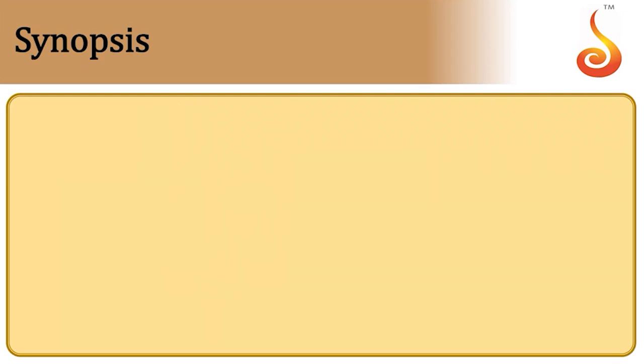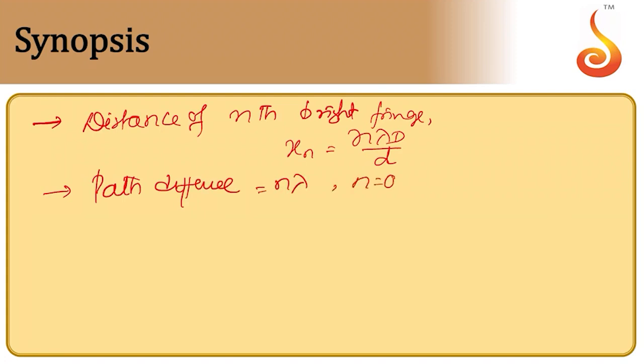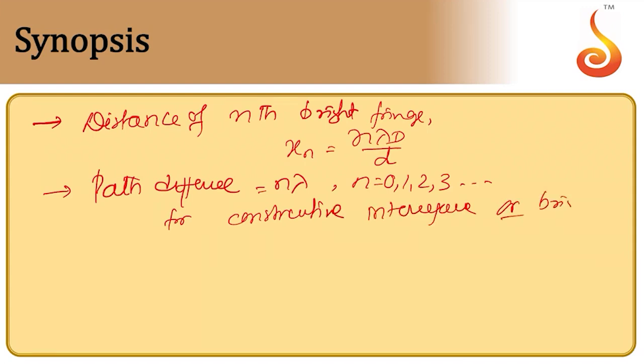Let us consider a couple of important equations here. Number one, distance of nth bright fringe: xn is equal to n lambda D divided by d. Path difference is equal to n lambda, where n is equal to 0, 1, 2, 3, 4, etc., for constructive interference or bright fringe.